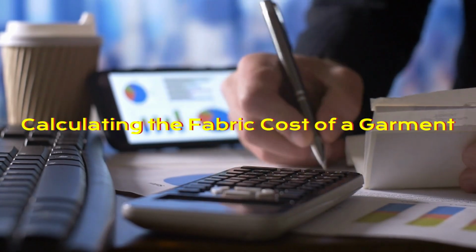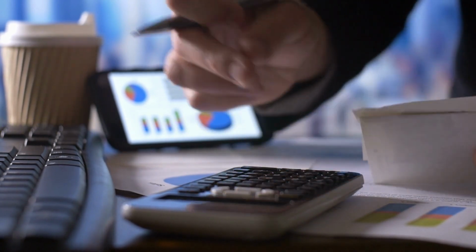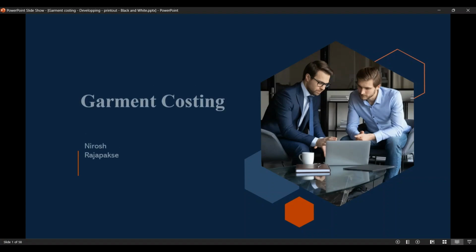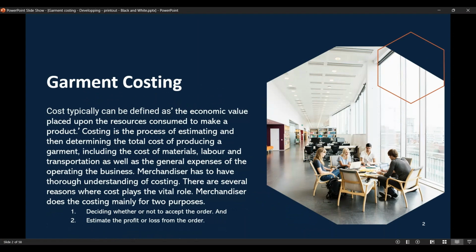Calculating the fabric cost of a garment. Garment costing. Cost typically can be defined as the economic value placed upon the resources consumed to make a product.